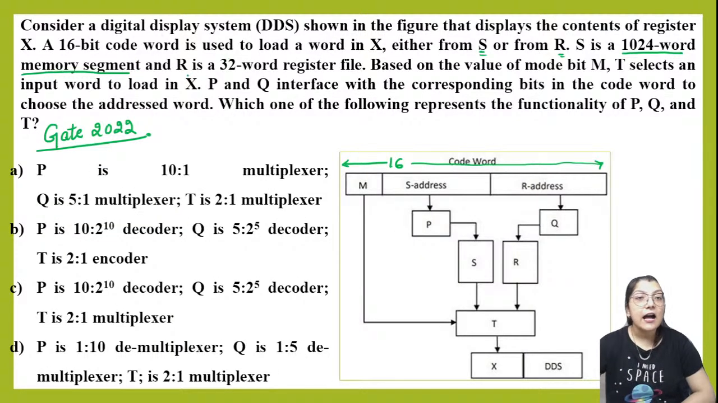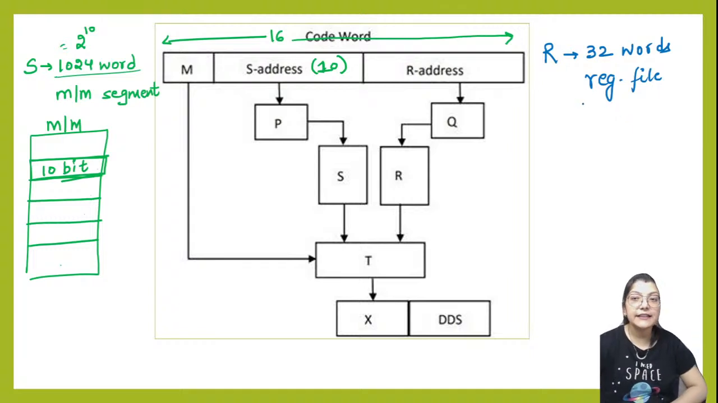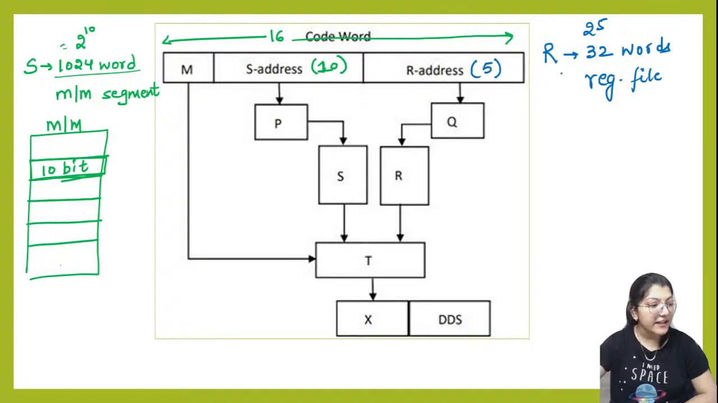Then what they are saying, R is a 32 word register file. So S तो आपका memory segment है, ठीक है. S is a memory segment and R is your register file. And then it is of how many words? It is of 32 words. So what they are saying that R is a register file that is containing 32 words. So now how many bits for R address? If I have to access this register, how many bits will I be needing? 5 bits? Yes or no? Yes, 5 bits हो गए होंगे.